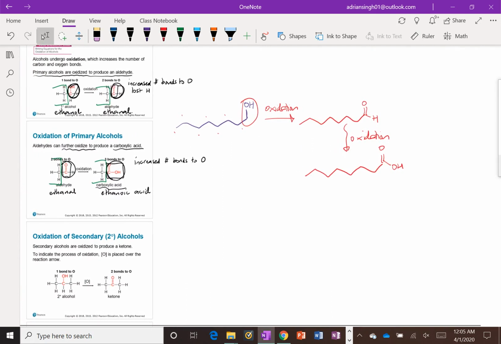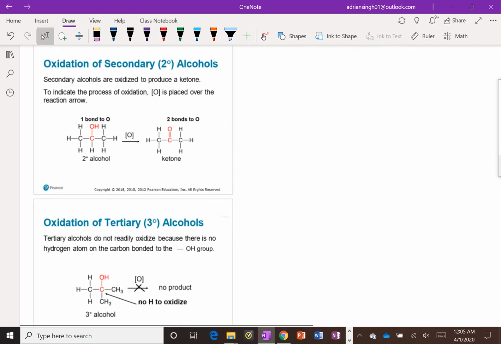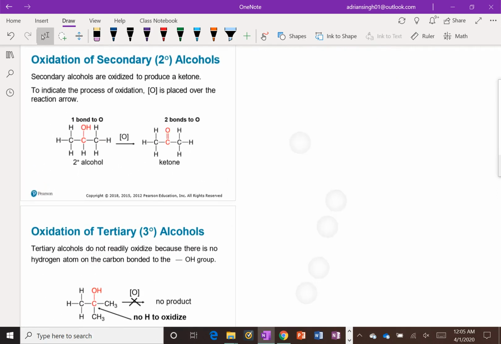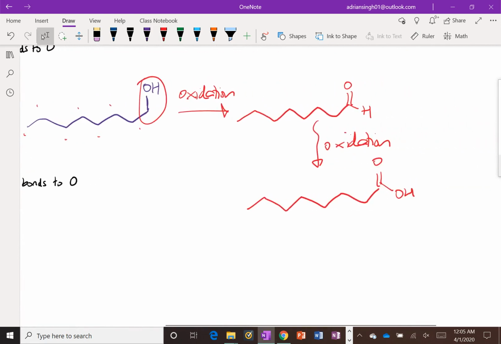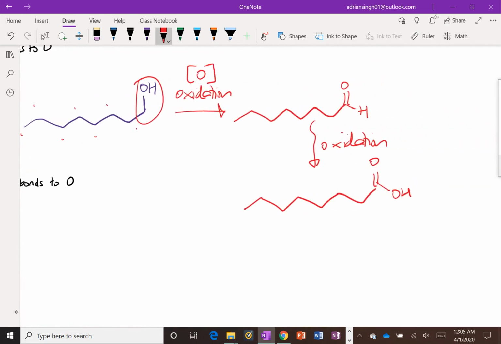Secondary alcohols, on the other hand, get oxidized not to produce an aldehyde, but to produce a ketone. So if we have here a secondary alcohol, something like 2-propanol, what we end up doing is we oxidize it, and the shortcut for representing oxidation is an O in square brackets. So that means oxidation whenever you see it.